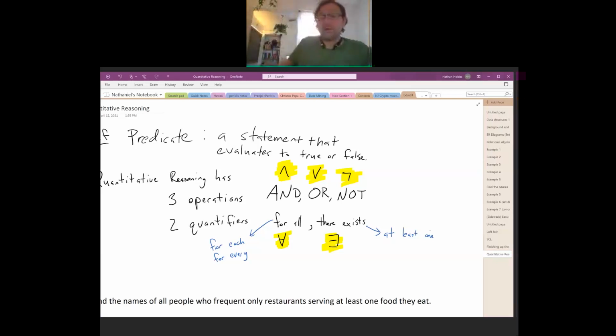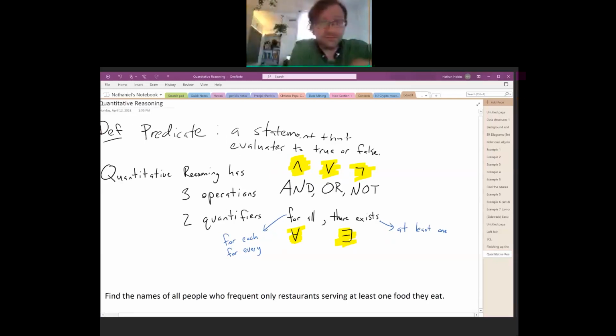For all, we might say each. For each of these, it's true. For every one of them, it's true. For all of them, it's true. I'll try to use more of for all and there exists, but for example, in this query here in the bottom, you'll see here's at least and only. That's right. Only.